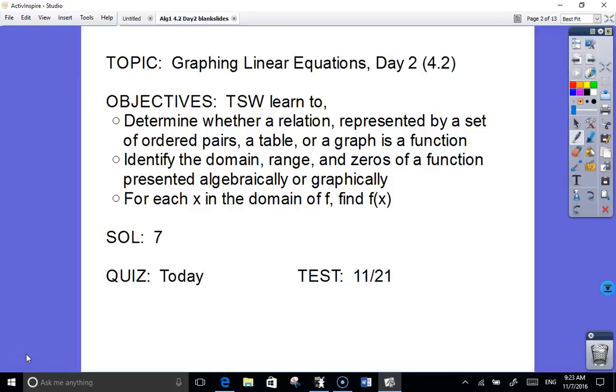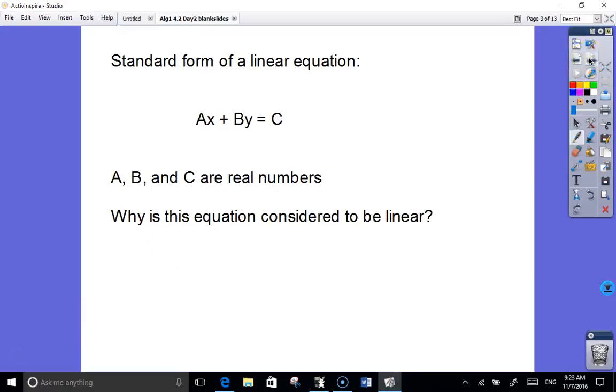Okay, this is the second day out of the same section in the book. This time we are doing some special cases of lines. So, graphing linear equations. They introduce a new form of a line. Well, it's actually, for us, the first.